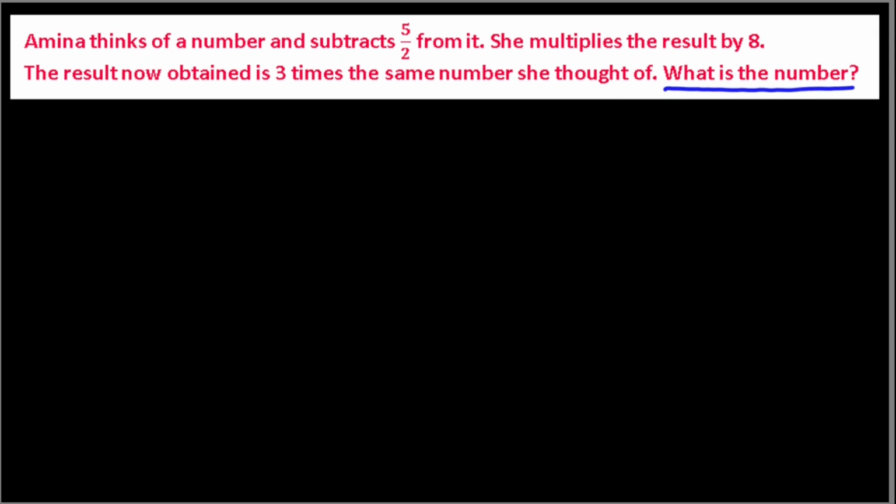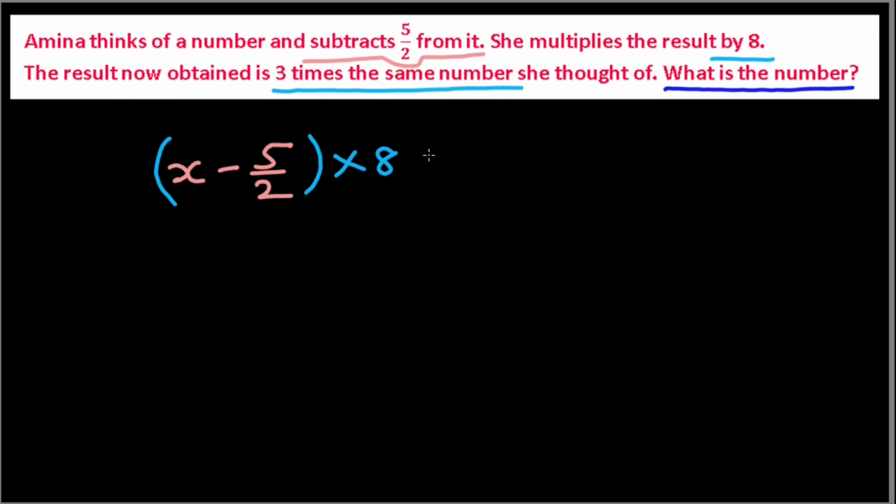So let us assume the number that Amina thought of was x. Now she subtracts 5 upon 2 from it. So x minus 5 upon 2. She multiplies the result. The result is x minus 5 by 2, which she multiplies by 8. So we write multiplied by 8. The result now obtained is 3 times the same number she had thought of, that is x. So it will be 3 multiplied by x.